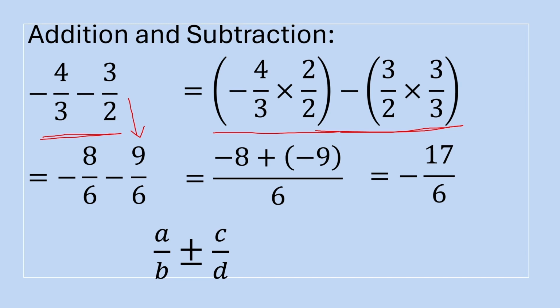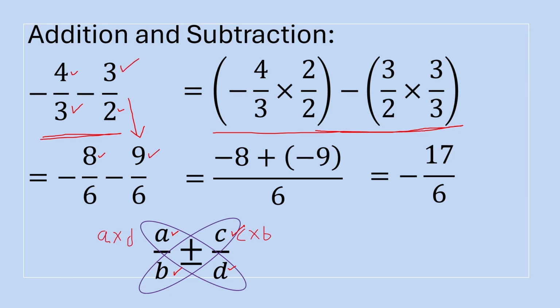Here we will multiply A with D like this. So A multiply with D. So here we can see 4 times 2 is equal to 8. Now we will multiply C with B. So C multiply with B. So 3 multiply with 3 is equal to 9. So here the 9. Now for denominator, we will multiply B with D. So here we can write like this, B multiply with D. So 3 multiply with 2 is equal to 6. So denominator is 6 for both. So by using this butterfly method, we can skip this step.